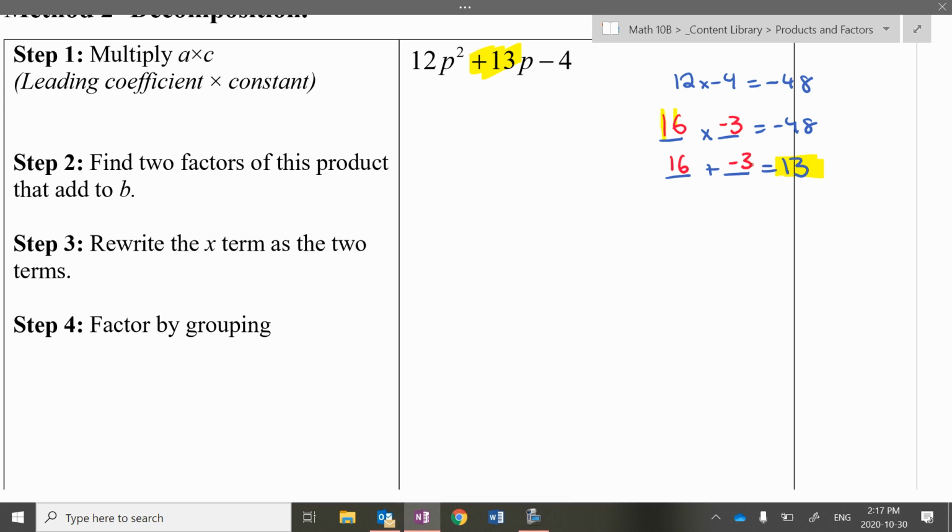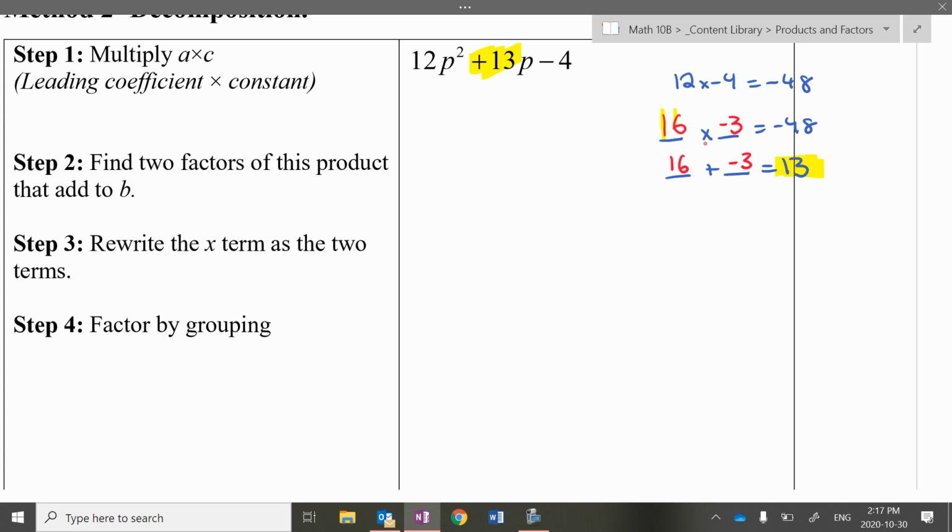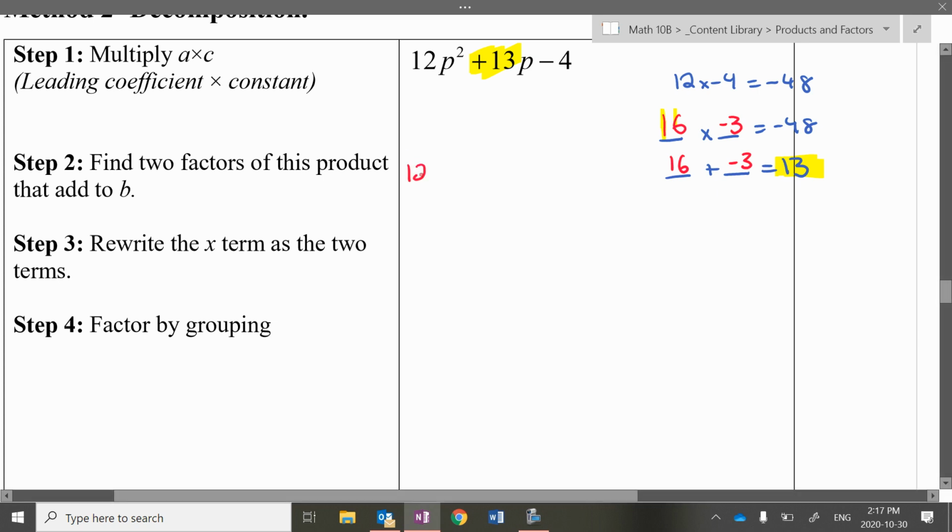What's really important to grade 10s, if you're using this method, when you put it into your factor by grouping, put it in an order that leads you to having the greatest common factors so you don't have to rearrange it. I know 12 and 16 both have 4s that go into them. But then I'd be left with 3 and 4. There's nothing common there. If I flip them, it works a little bit better because then I can have my 12p squared minus 3p. 3 goes into both of those. And then I have plus 16p minus 4. 4 goes into both of those.